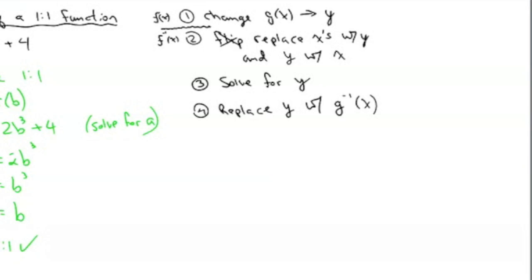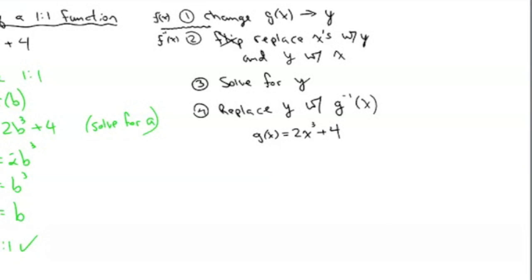Alright, so you get it out of function notation. You flip your x's and y's. You solve for the new y. This new y is called g inverse of x. Okay. So g of x is equal to that mess over there, right? So we have g of x is equal to 2x cubed plus 4, definitely a one-to-one function.